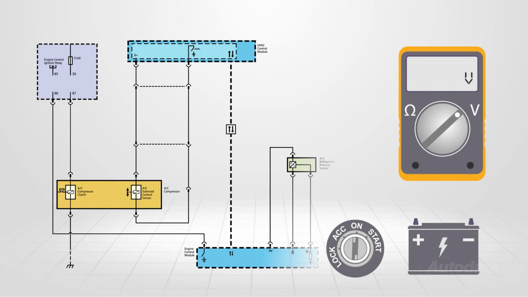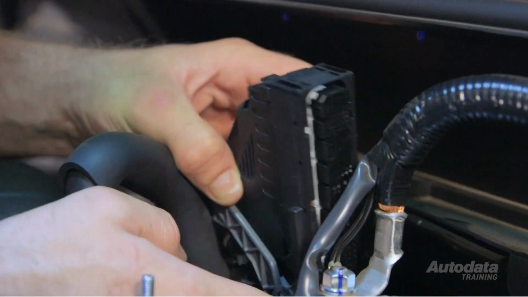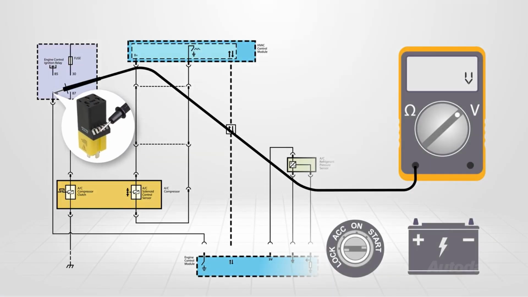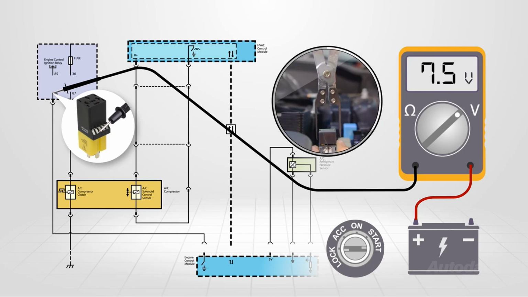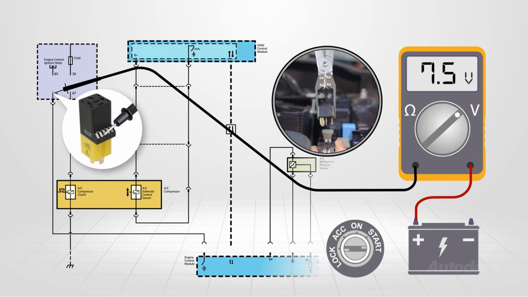If initial testing revealed a short to ground in the control circuit, turn the ignition off and disconnect the ECM. With the meter connected between the relay jumper and battery positive, watch the display. If voltage is still seen, remove the relay while watching the meter.